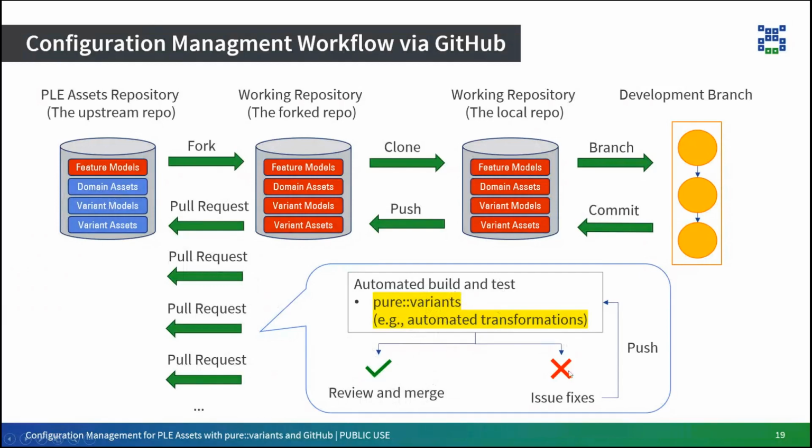But if it fails, due to some issues, it will go back to the engineers to fix the issues and then push them back to this branch, and then you can do the automated build and test again. So you can say pure::variants is capable of being integrated into your continuous engineering and CI/CD. In this webcast, we introduced you to configuration management via GitHub, but actually you can do the same thing with GitLab. Okay, I think that's all about configuration management via GitHub I want to share with you today.